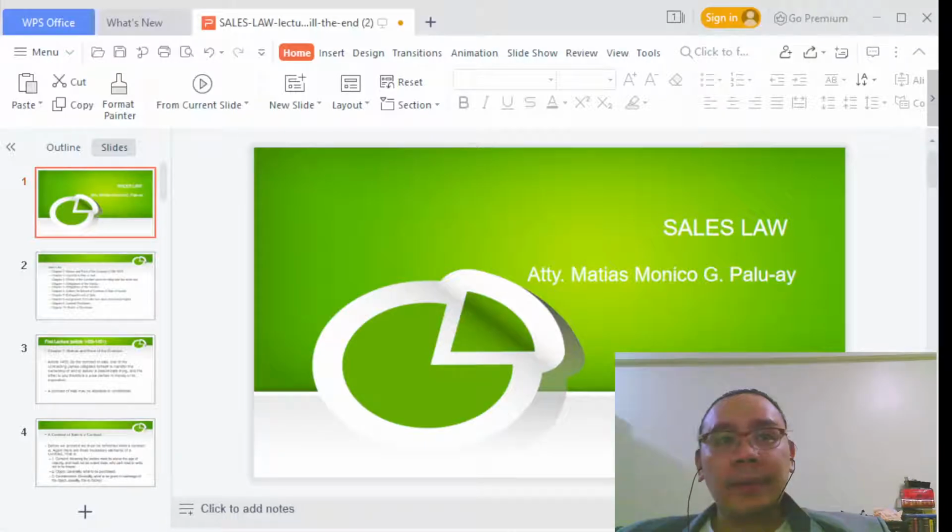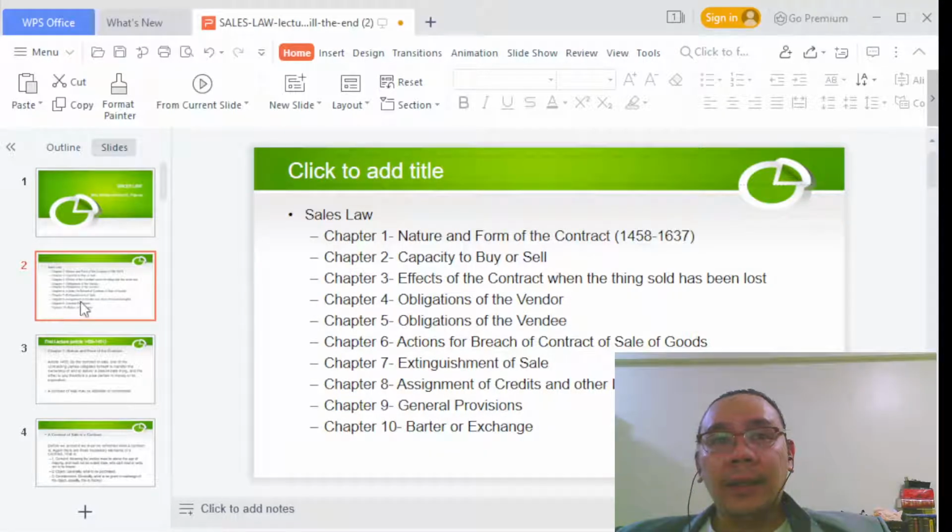We go to the next slide, and the next slide discusses all the chapters in the book on the law on sales. It's divided into 10 chapters. You have Chapter 1, the nature and form of the contract; Chapter 2, the capacity to buy or sell; Chapter 3, effects of the contract when the thing sold has been lost; and the obligations of the vendor. The vendor is the seller, okay? And then Chapter 5, the obligations of the vendee. The vendee is the buyer.